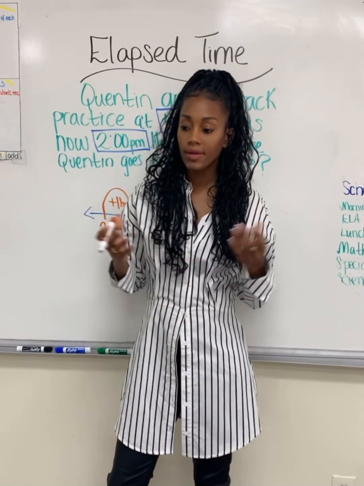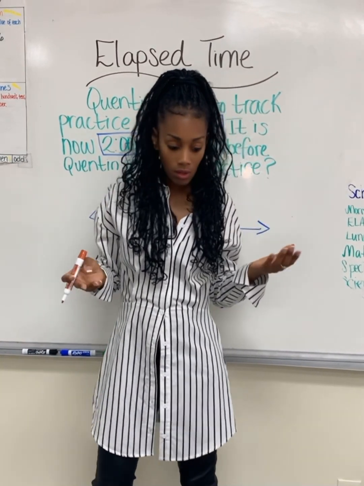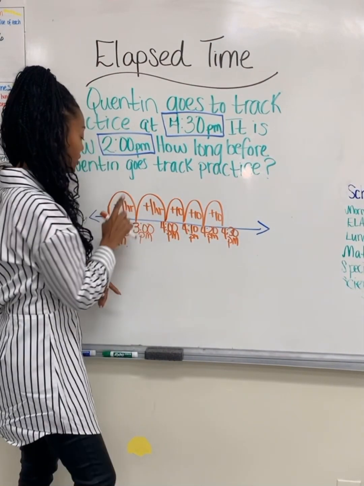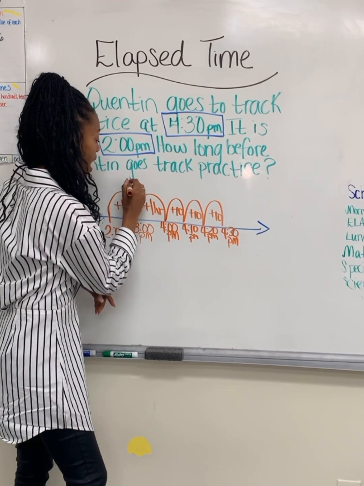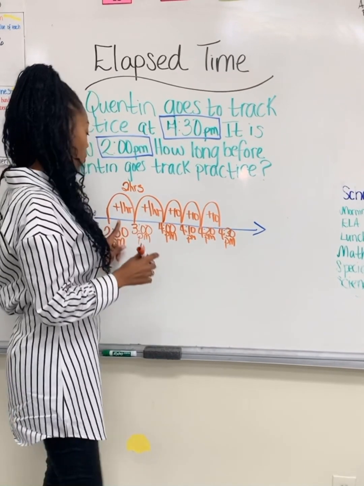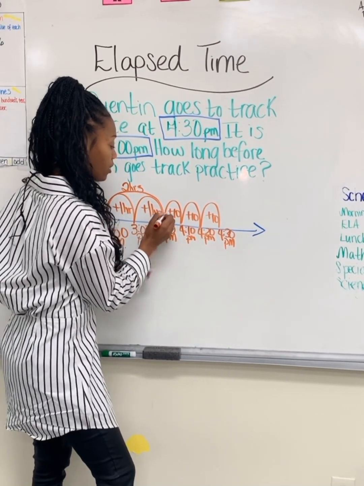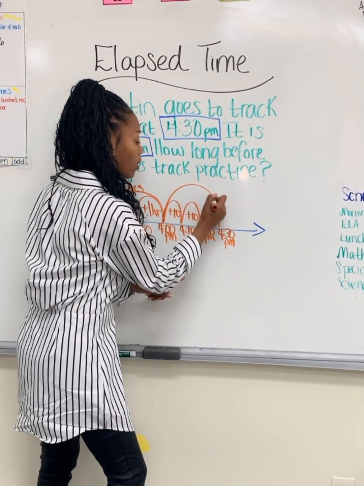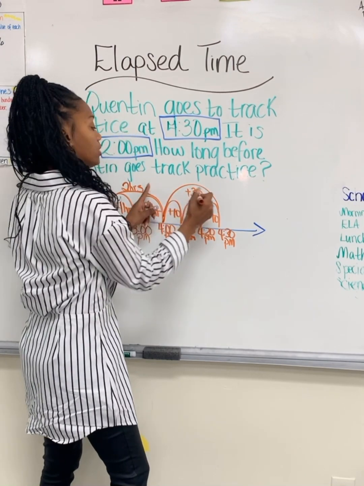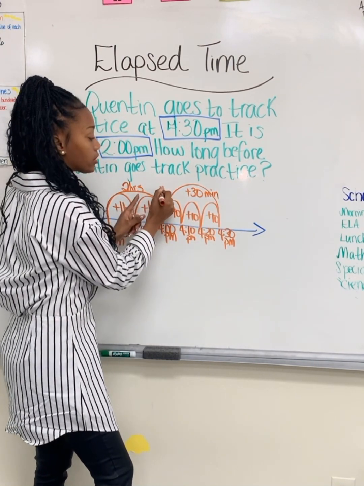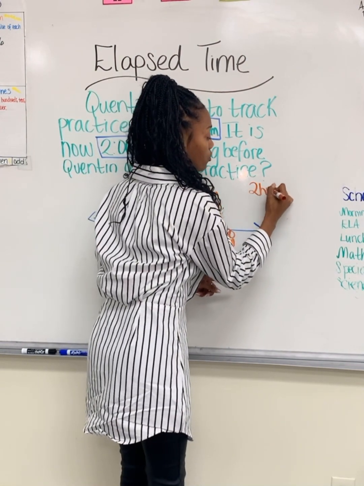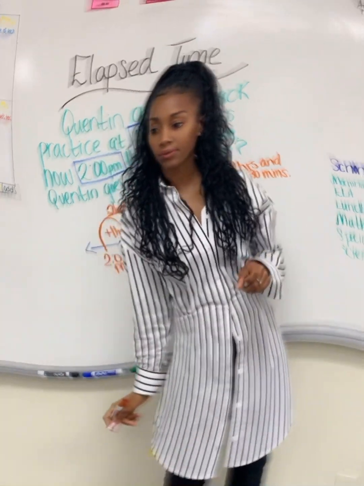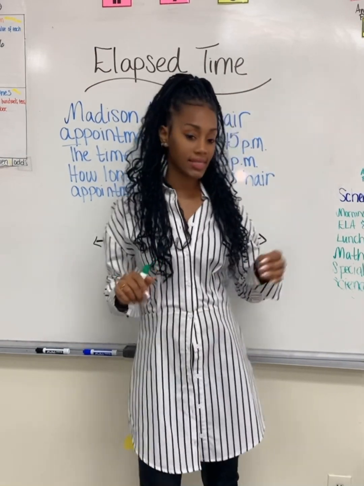Very good. Now, how do I find my answer? I have to add up all of the times, right? So that's 1, 2, that's 2 hours in total right here. Now let's count our minutes. Let's go. 10, 20, 30. So in total here, we have 30 minutes. So now we have 2 hours plus 30 minutes. Got it? All right, class, let's try one more example of elapsed time.